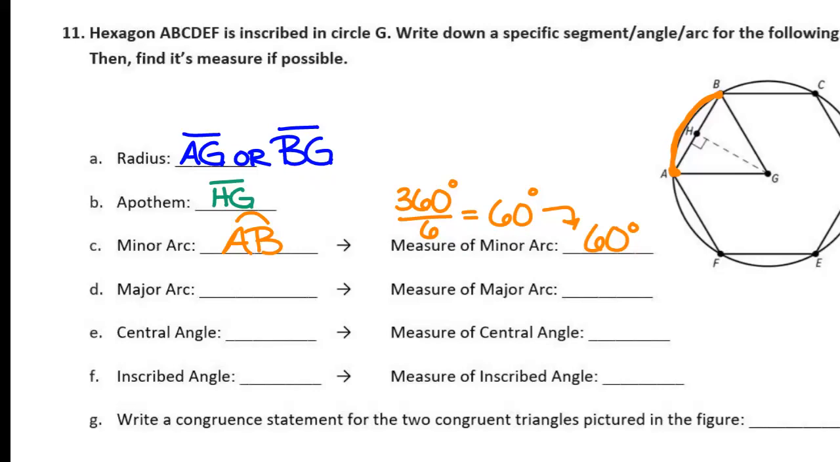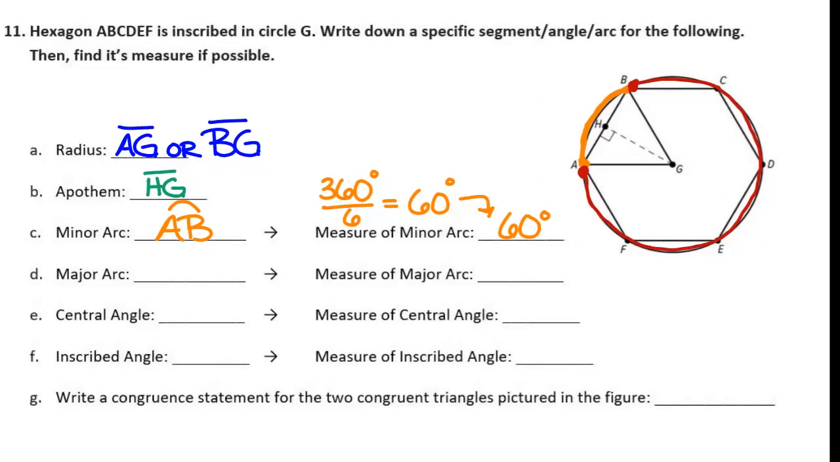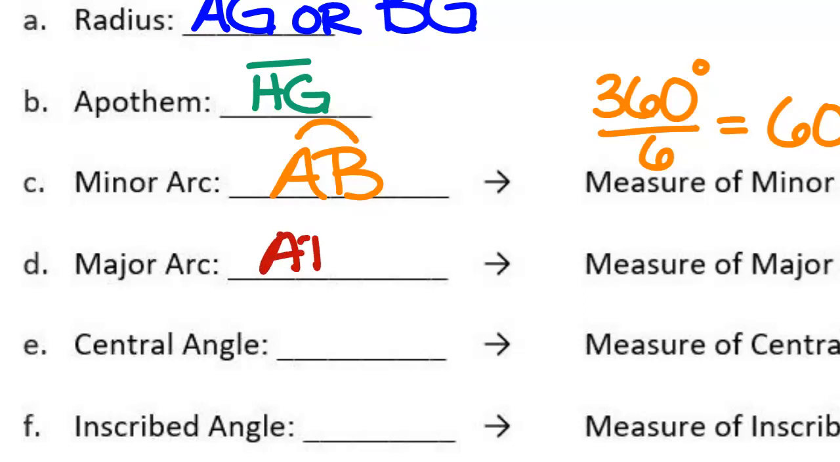Major arc, now I'm going the other way. I don't want to go just between 2 adjacent vertices. I want to start at one of those and go the long way around the circle, like this. So AFB, or AEB, or ADB. You have to have 3 letters for a major arc. We want to start where my arc starts with one of those endpoints. So I started at A. We need 1 letter that's in the direction that we would travel, and then we need the endpoint of our arc.